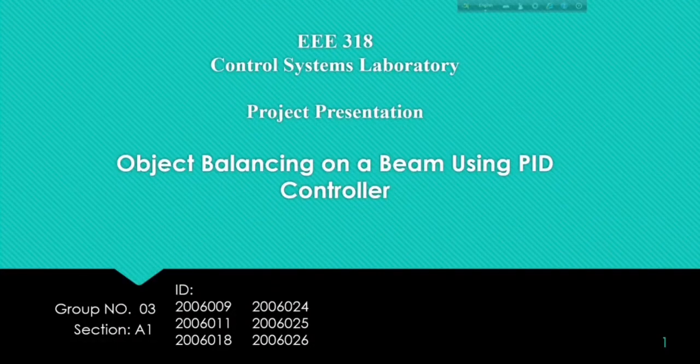This is a project presentation for EEE 318 Control Systems Laboratory. Our project is object balancing on a beam using PID Controller. I'm Saba Kamal Orni. My ID is 2006009. Here is a short introduction to our project.